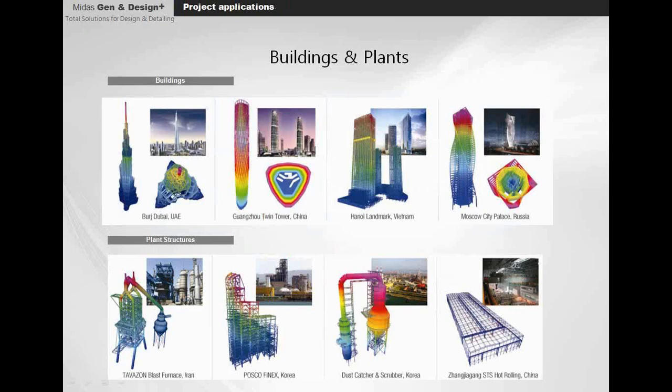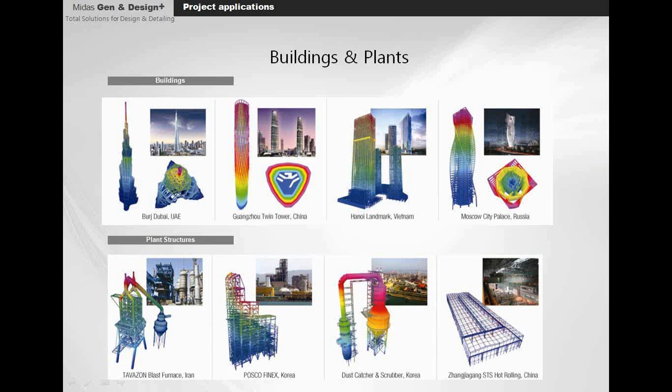First off, an introduction to Midas Gen. Midas Gen is a general purpose structural analysis software, not only for buildings, but also for other structures like plants, stadiums, and specialty structures. These are some of the most major projects in which Midas Gen was used. You must recognize the Burj Dubai from there. It was used in the Guangzhou Twin Towers. It was also used in Vietnam as well as in the Moscow City Palace in Russia.